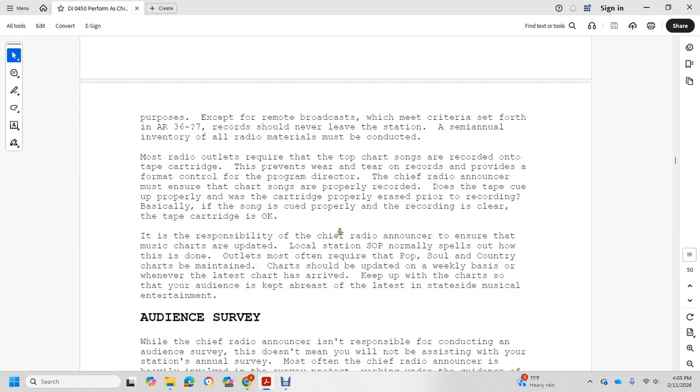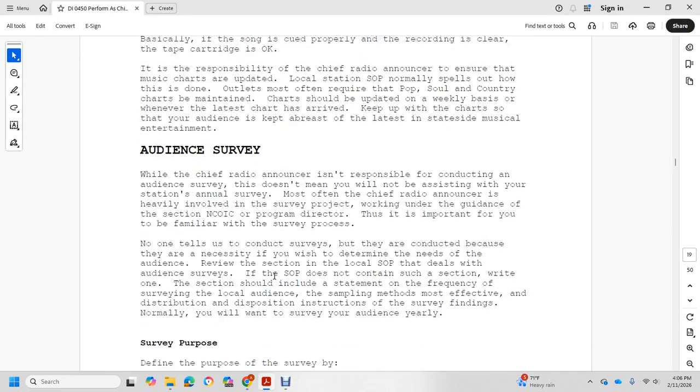The chief of the radio announcers is responsible for ensuring the music charts are updated per local standard operating procedure, which normally spells out how it is done. Outlets may often carry pop, soul, or country charts. The charts should be updated on a weekly basis, or whenever the latest charts arrive. Keeping up the charts keeps the audience abreast of the stateside musical and entertainment audience survey.